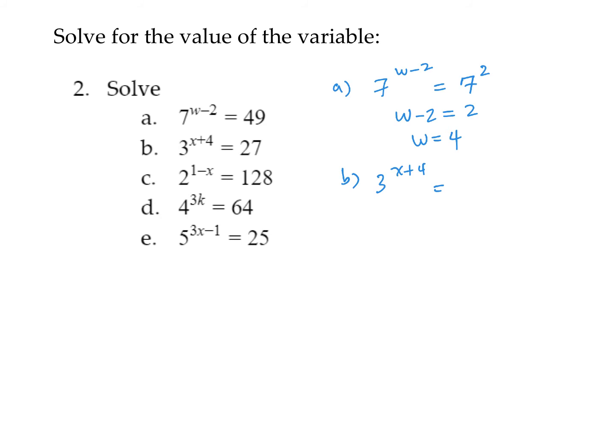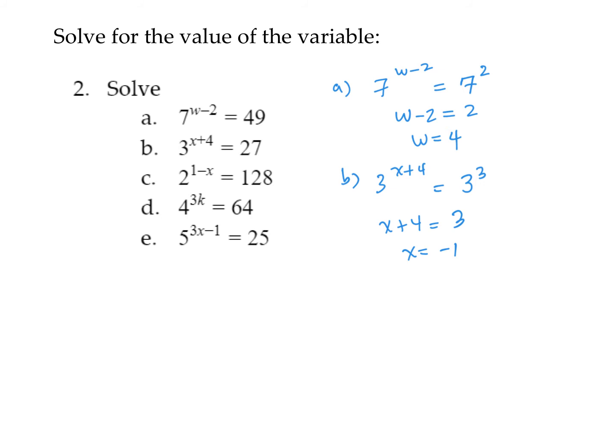In the next question, it is base 3 on the left, so I want base 3 on the right. I know 27 is 3 to the power 3. Once I have the same base, I don't need it anymore, so I have the exponent on the left, x plus 4, equals the exponent on the right, 3, and then we just solve for x.